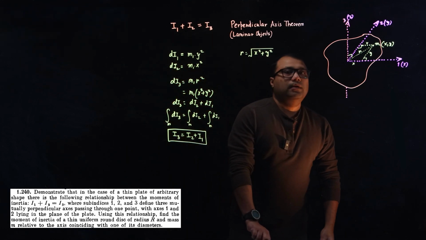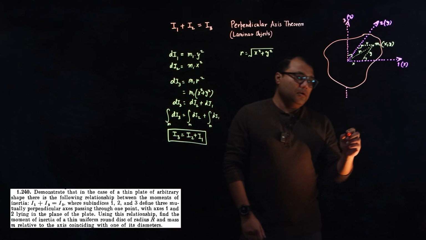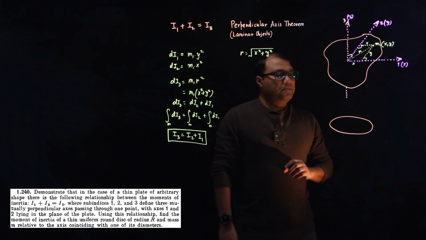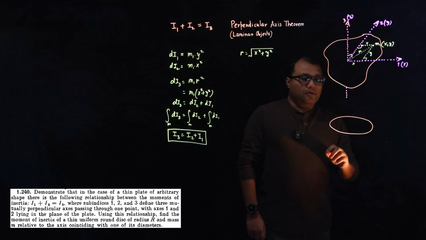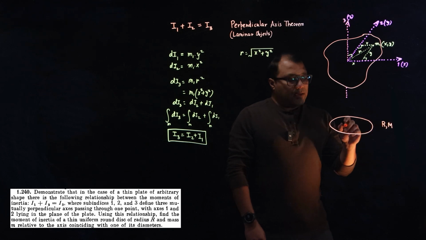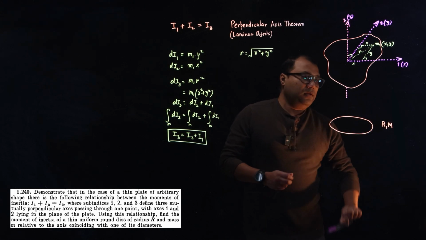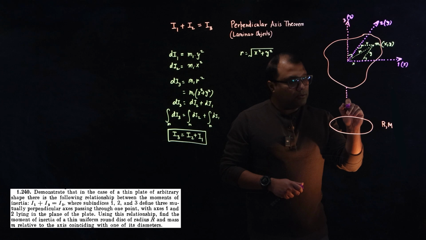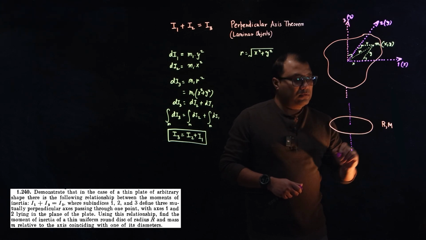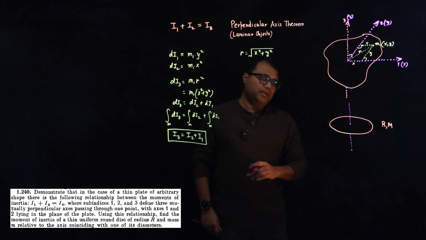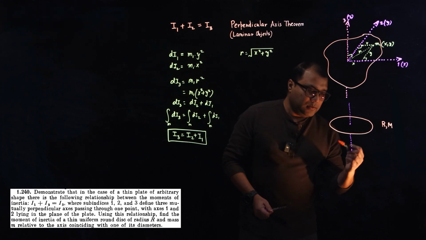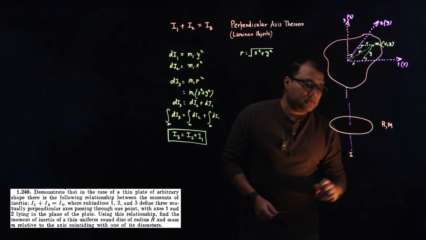All right. Now the next question is, let's say I have a disk of radius r and mass m, and I know the moment of inertia about this axis, which is perpendicular to the plane of the disk. So this I is known. Let's say this is Iz.